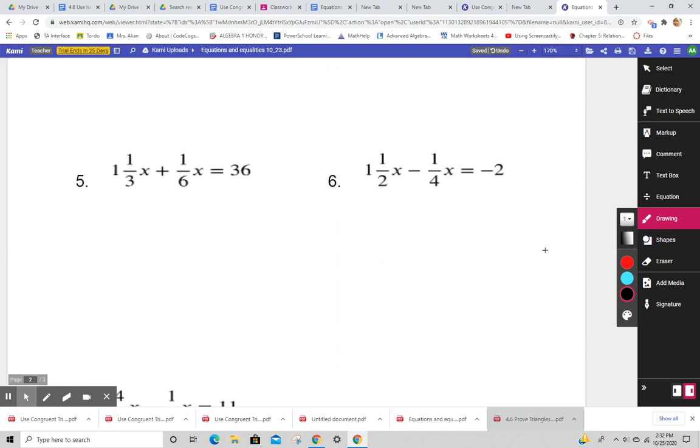Okay, number 5. This introduces mixed numbers. We'll have to change the mixed numbers first to an improper fraction to get started. So let's do that. 3 times 1 is 3 plus 1. Okay, that gives us 4/3. So this mixed number converts to 4/3. I'll copy the rest of the problem.